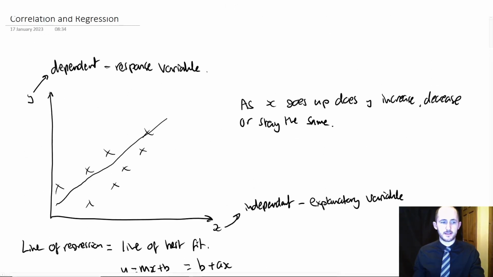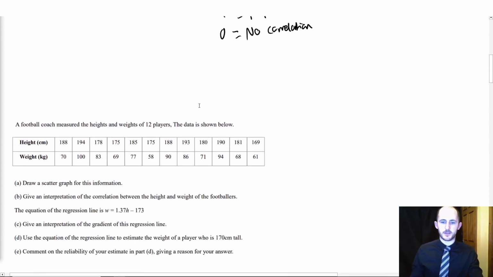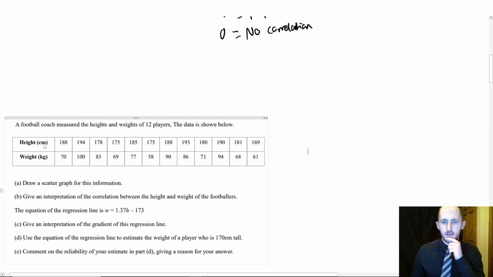But that's essentially all there is for that. So, if we go on to some exam questions. The first one here: a football coach measures the heights and weights of 12 players. They give this data here, height and weight. And it says draw a scatter graph for this information.